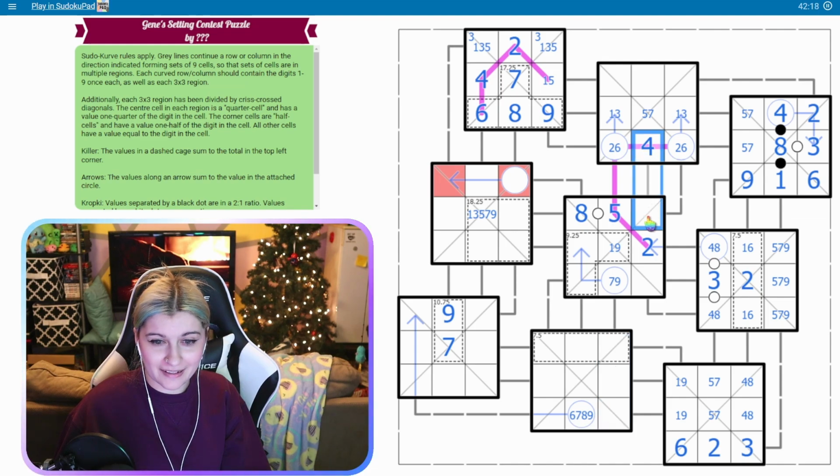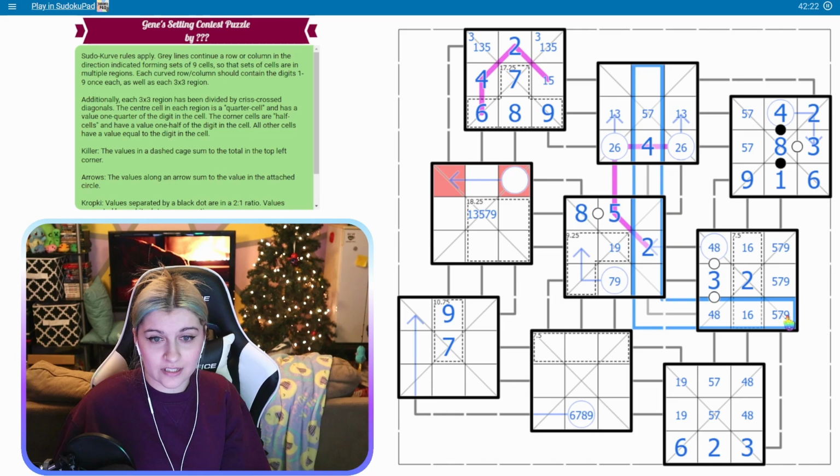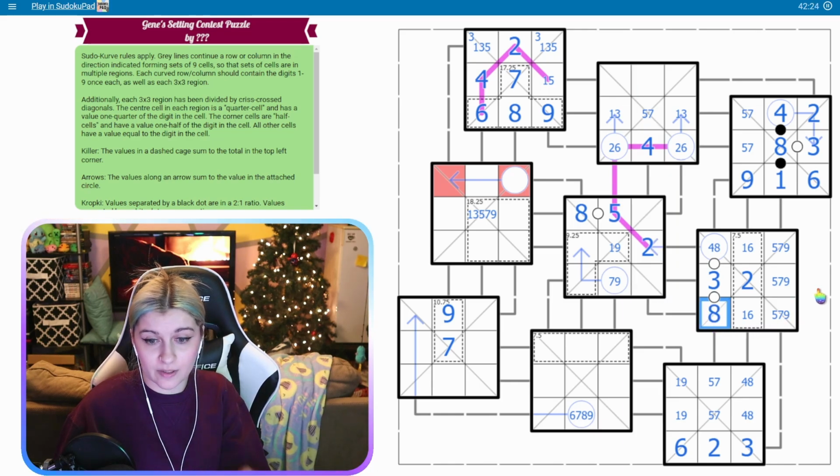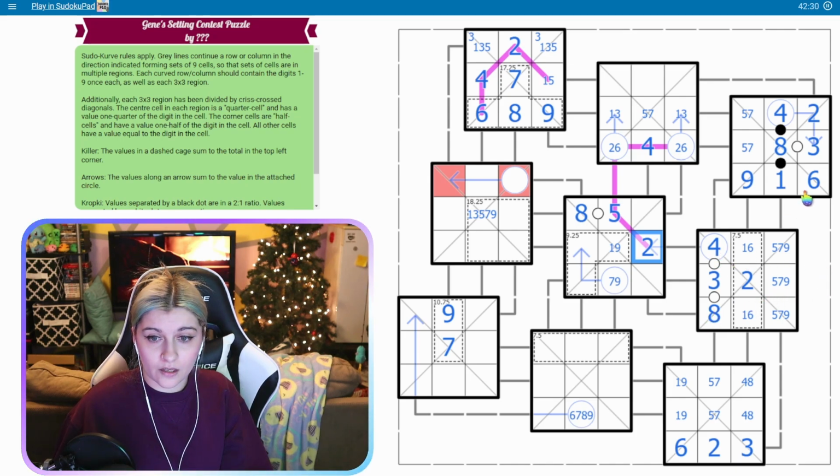Trying to make sure. Okay, here. No. Yes, it goes this way. So this can't be a 4. This has to be an 8, and this has to be a 4. Oh, yes, also because there's an arrow here. Okay, good. Doesn't change this. 8.